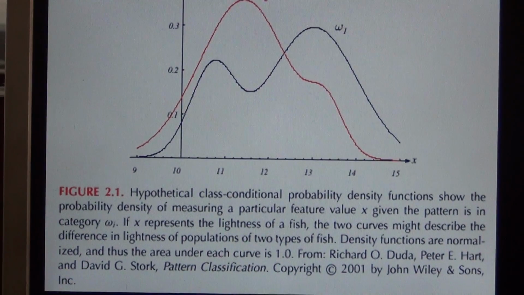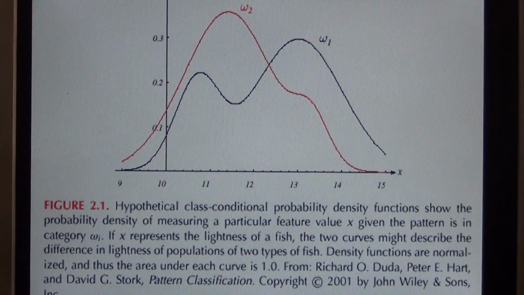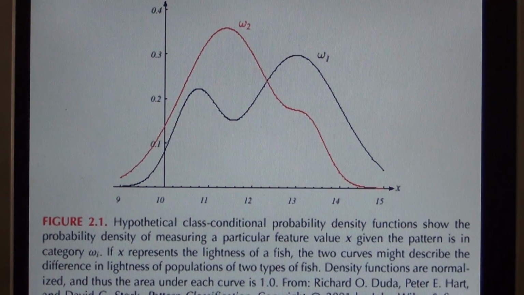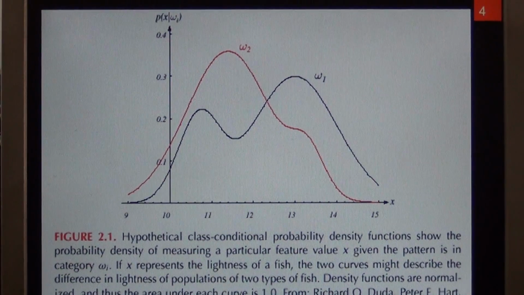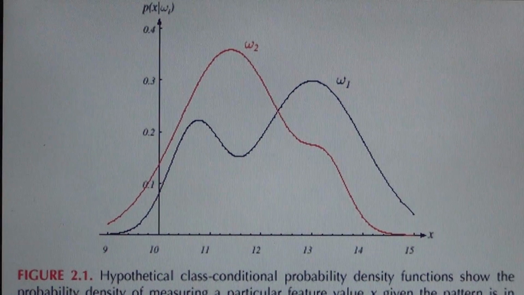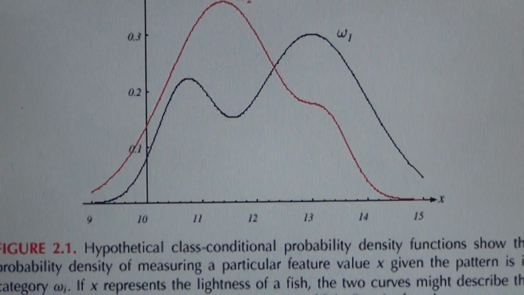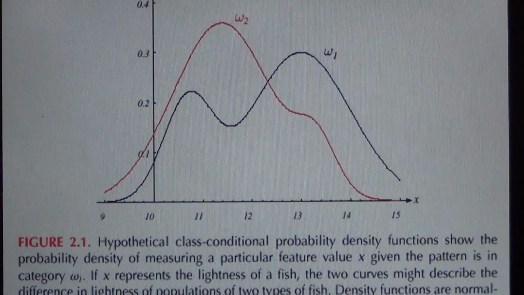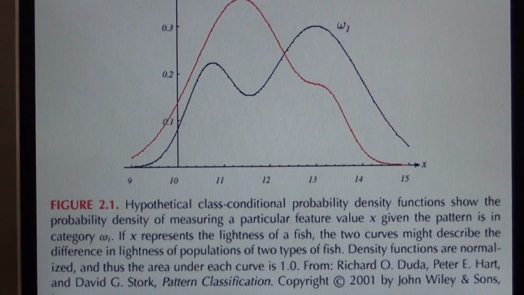Here we can see hypothetical class conditional probability density functions. It shows the probability density of measuring a particular feature value x given that the pattern is in category w. If x represents the lightness of a fish, these two curves might describe the difference in lightness of the populations of the two types of fishes. The density functions are normalized, and thus the area under each curve is 1. I have shown this image.